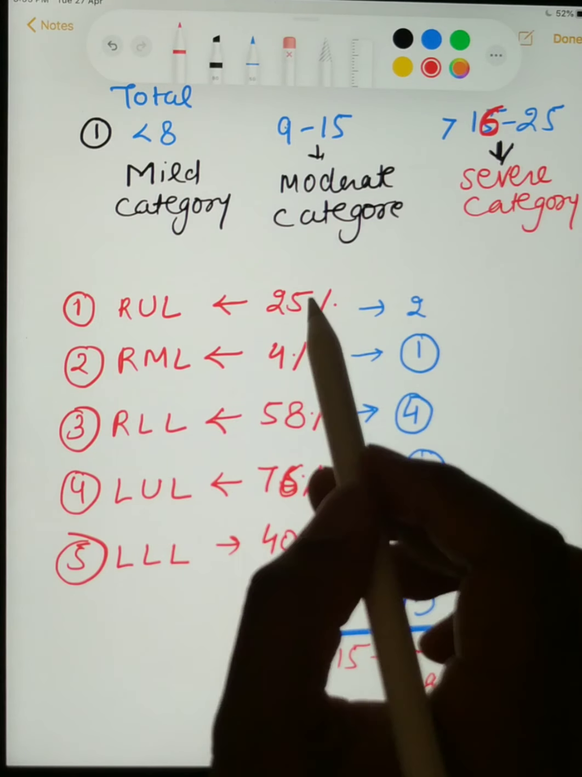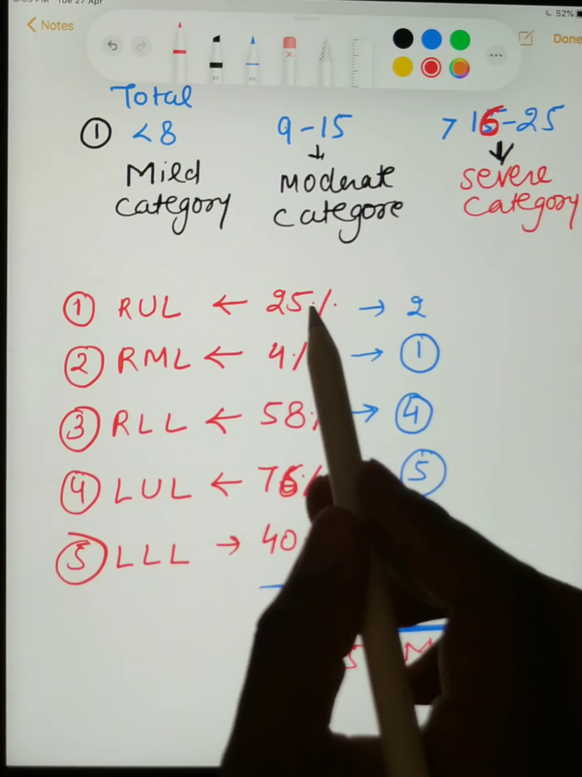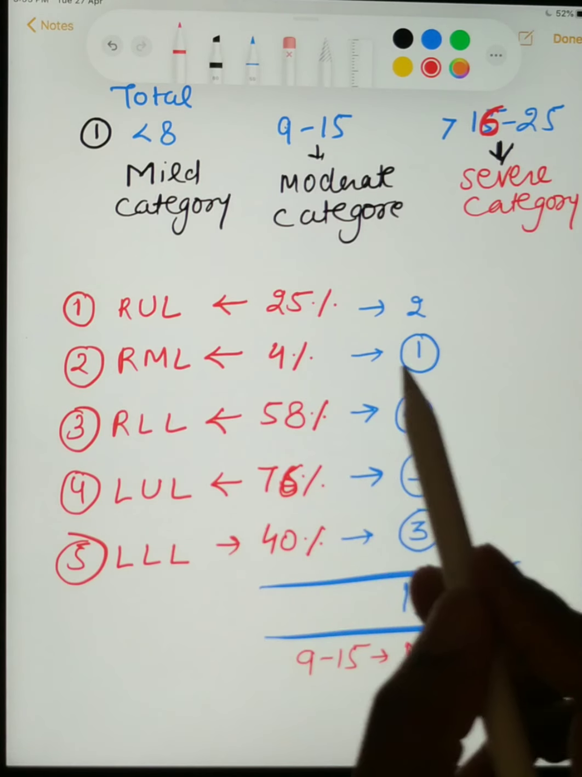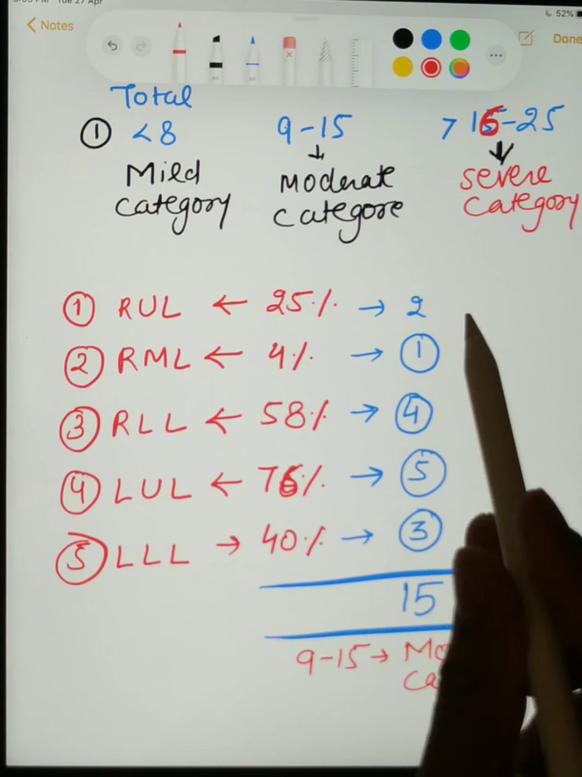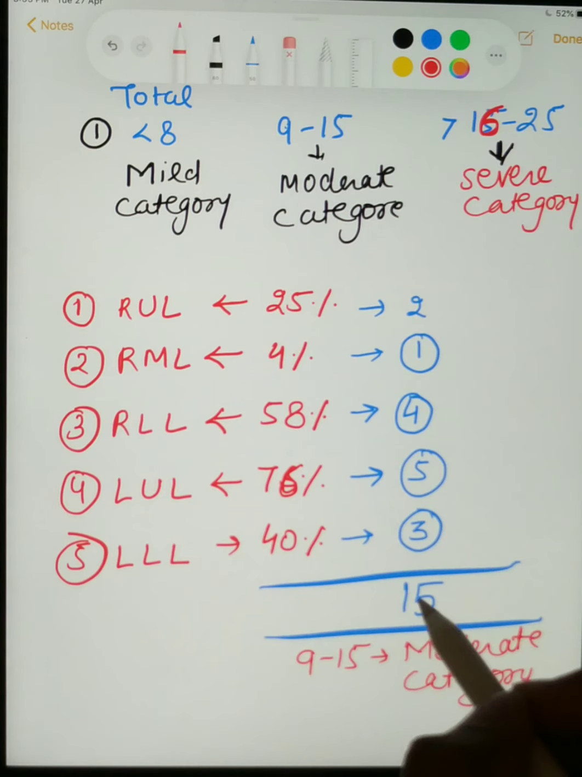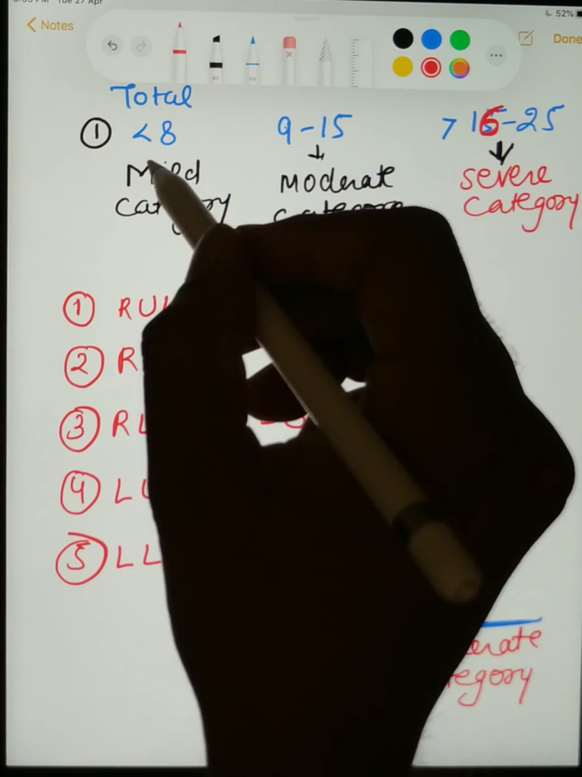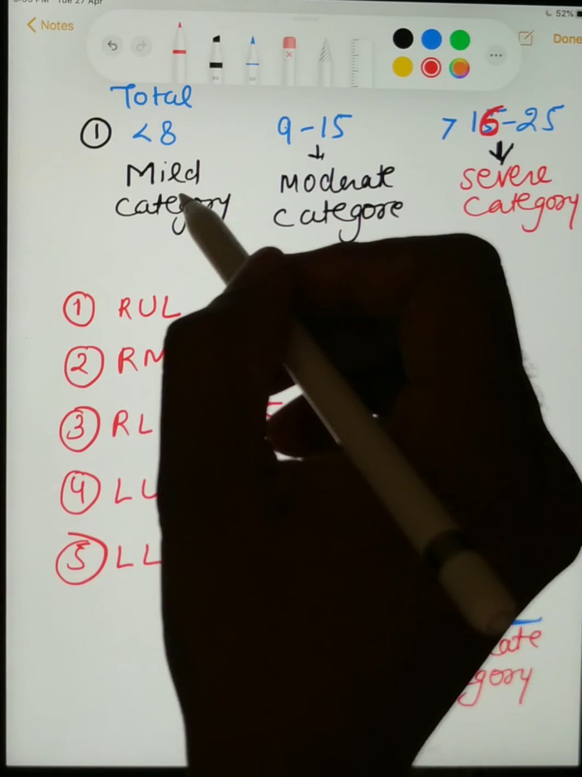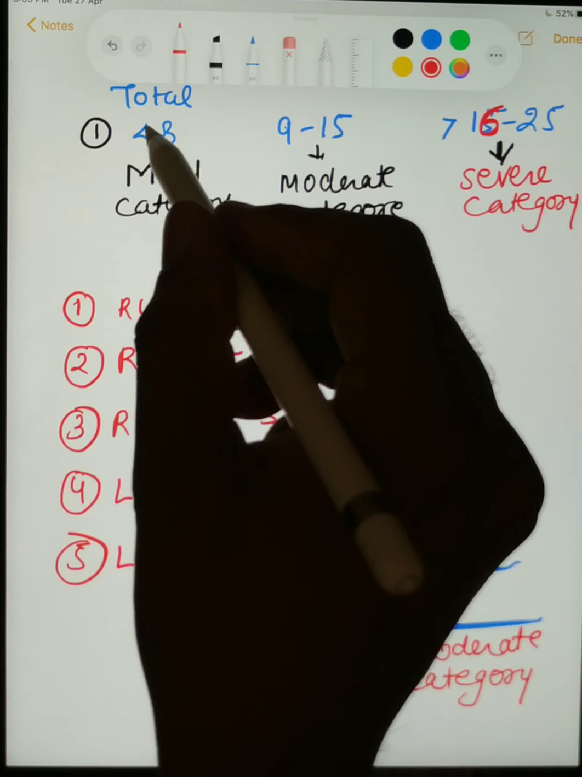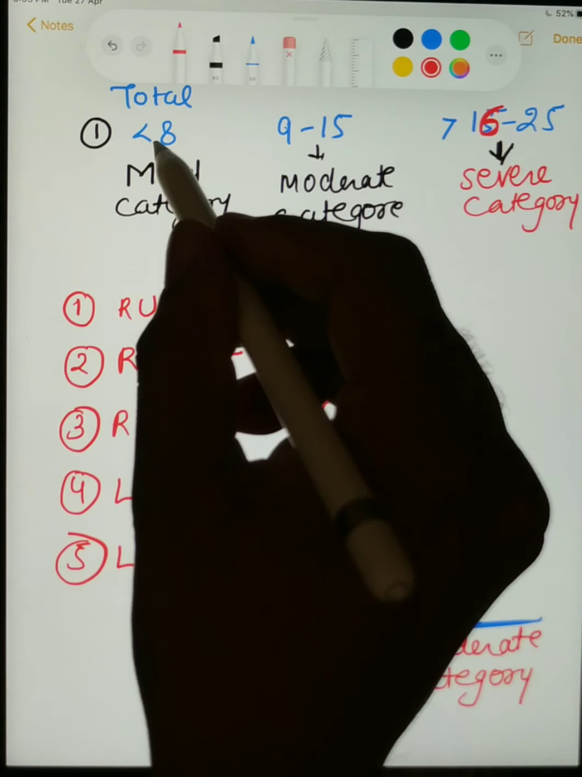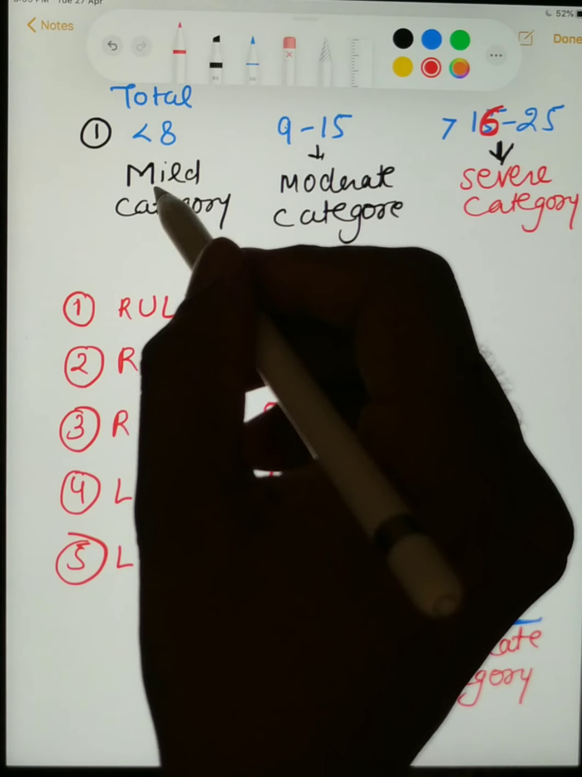So according to the percentage of lobe involved, we give numbers to each and every lobe, and in the end we add all of the numbers and the total score comes. Then we will divide the category into mild, moderate, and severe. If the sum is less than 8, then we will put this in the mild category, and if the score is 9 to 15, then we put this in the moderate category, and if the score is 16 to 25, then we put this in the severe category. So this is all about the CT CVIT scoring.